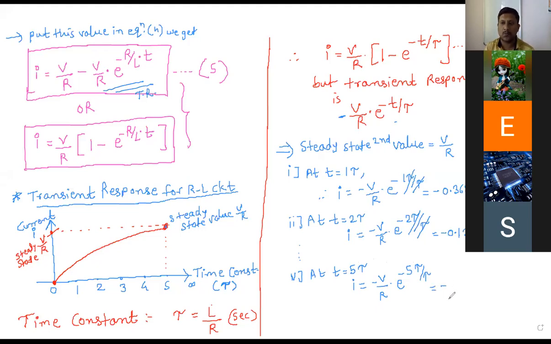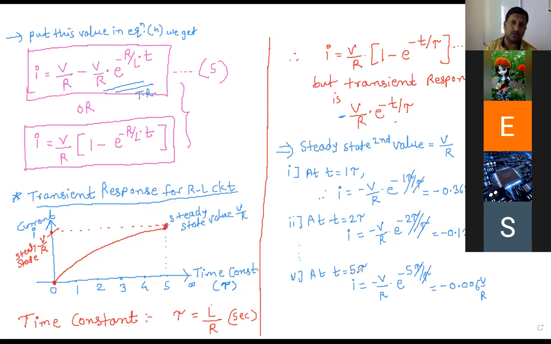Minus, tau will get cancelled. 0.0067 into V by R. So can we tell now 0.0067 means nearly 0? Yes or no?